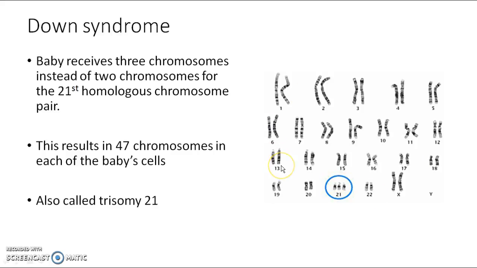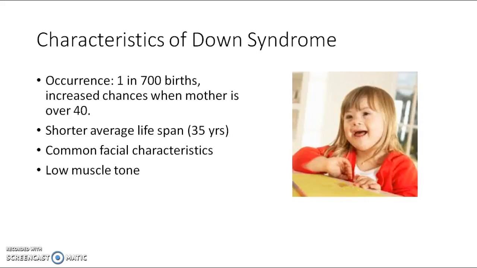That means the baby has 47 chromosomes in each cell. Because it happens with the 21st chromosome pair, this is also called trisomy 21, tri for 3. This happens in about 1 in 700 births, and the chances of Down syndrome increase when the mother's over age 40 because non-disjunction tends to happen more frequently when the mother is older. People with Down syndrome do have a shorter average lifespan of about 35 years. They have common facial characteristics, as you can see with this little cutie right here, and they do have low muscle tone as one of the symptoms.